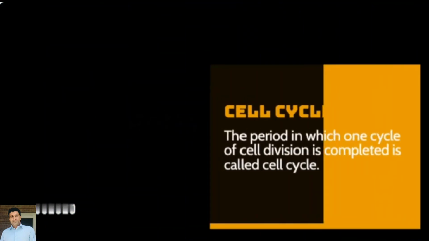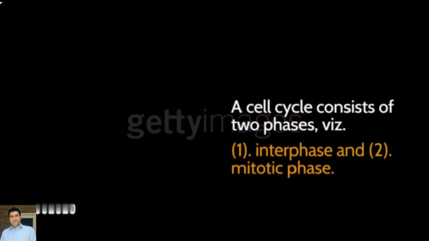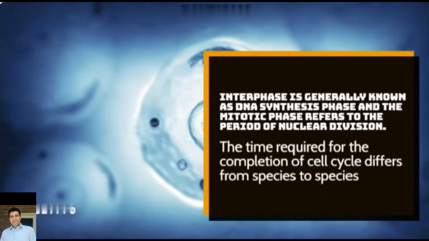Now, the cell cycle: the period in which one cycle of cell division is completed is called the cell cycle. A cell cycle consists of two phases, that is interphase and mitotic phase. Interphase is generally known as the DNA synthesis phase, and the mitotic phase refers to the period of nuclear division. The time required for the completion of the cell cycle differs.